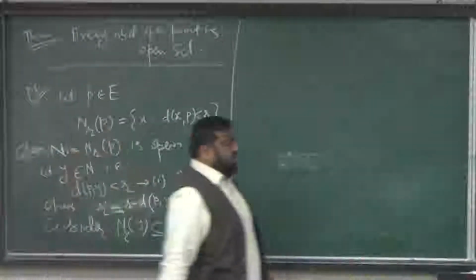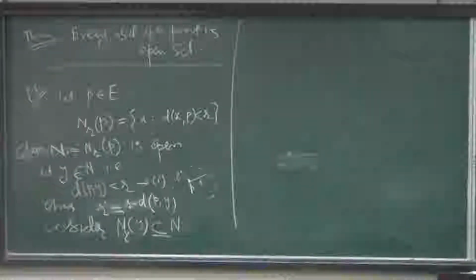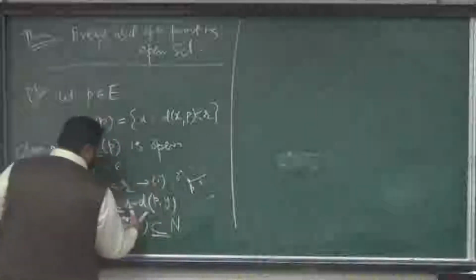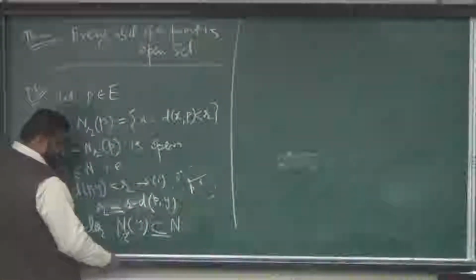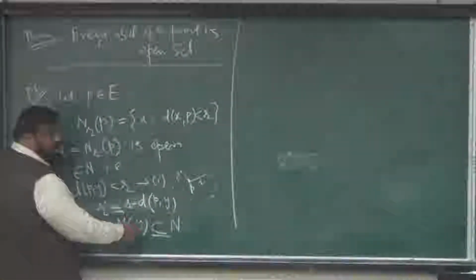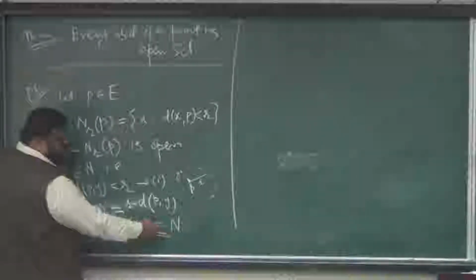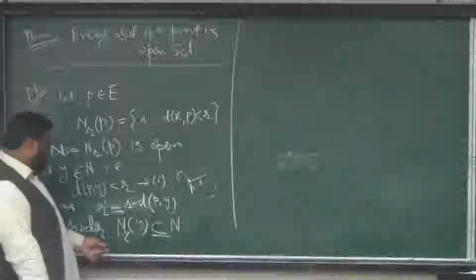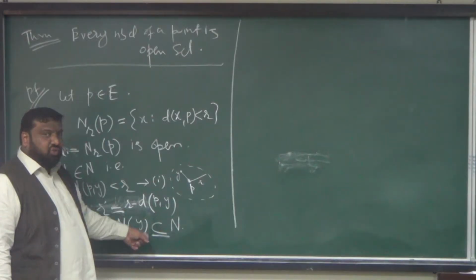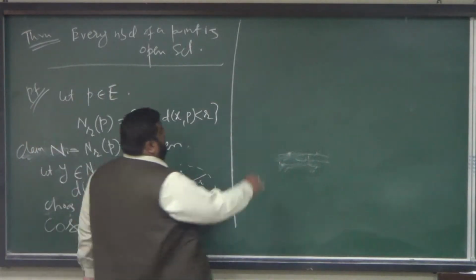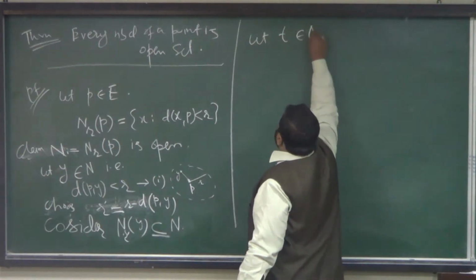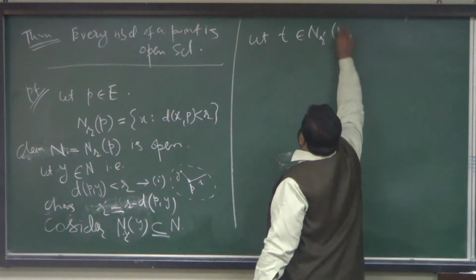So in order to show this, what should we do? My claim is that if we choose this radius and draw a ball around Y of this radius, it is always going to be contained in N. How should I prove it? I need to take an element from there and show that it should be here actually. So let's take a point T from N of R prime of Y.